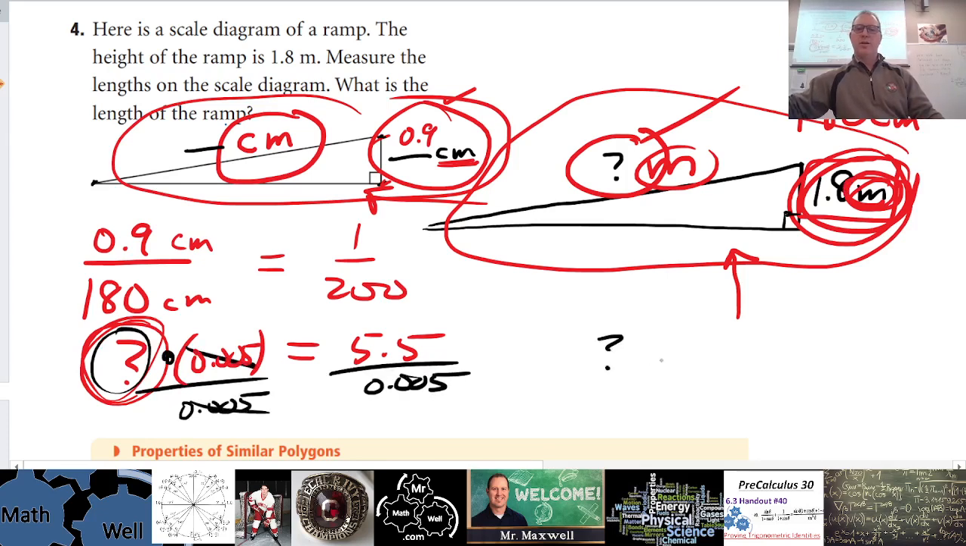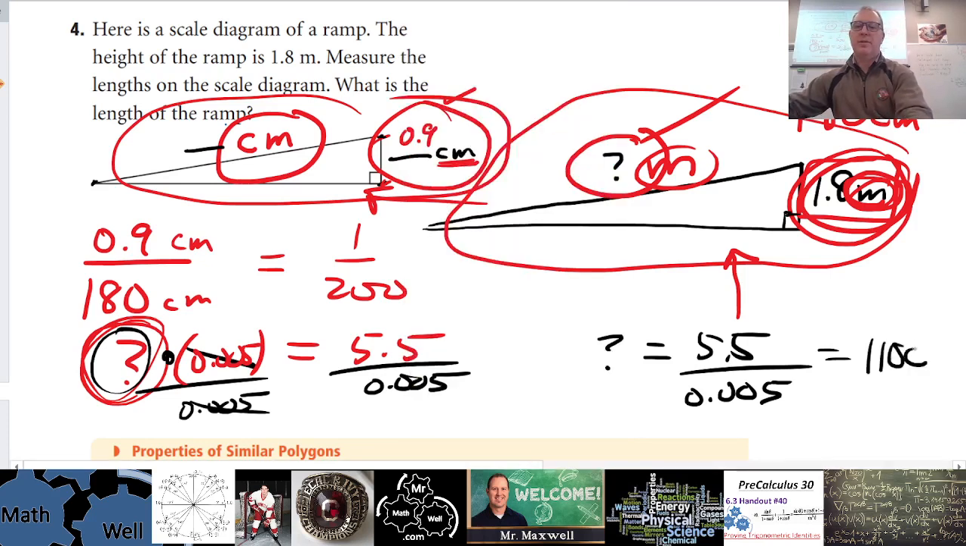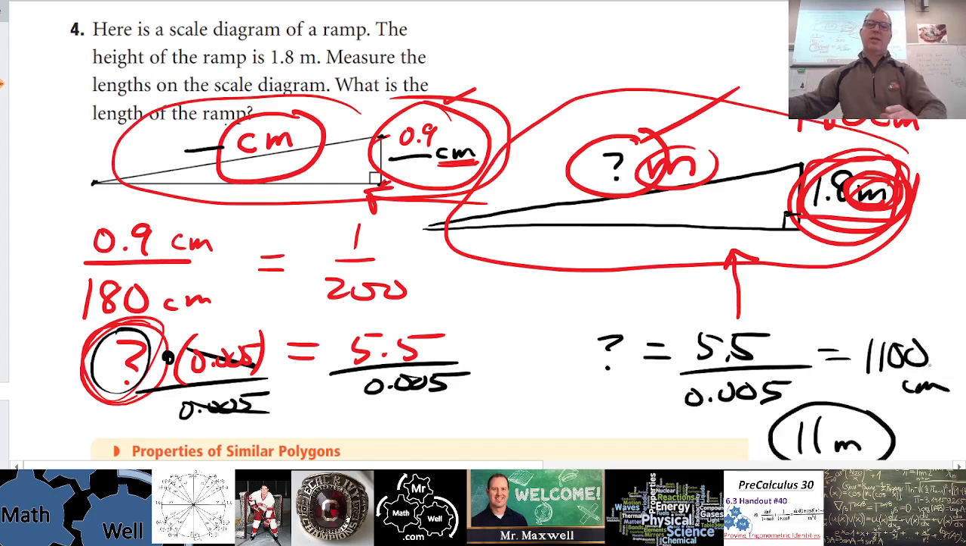Yep, so question mark here, the actual, is 5.5 divided by 0.005, and when you divide by a super small number, you actually get a really large number. So 5.5 divided by 0.005 is 1100. So that's 1100 centimeters or 11 meters. Did you get that for an answer?